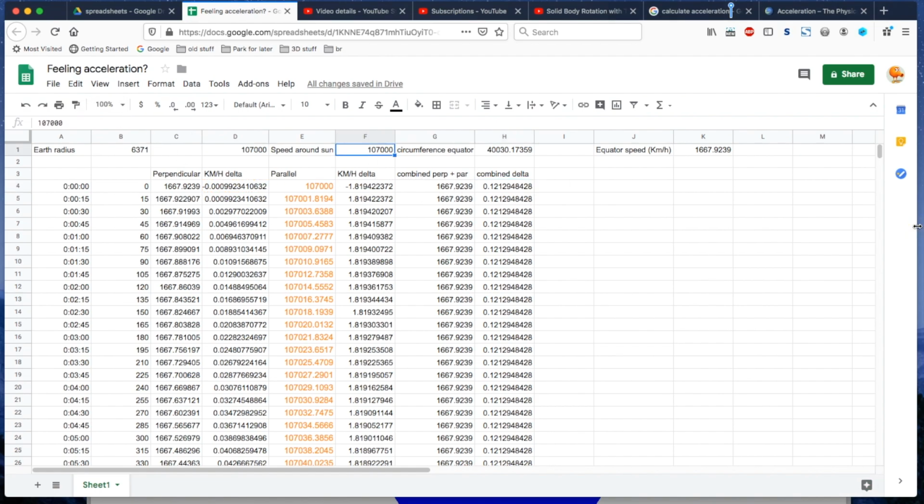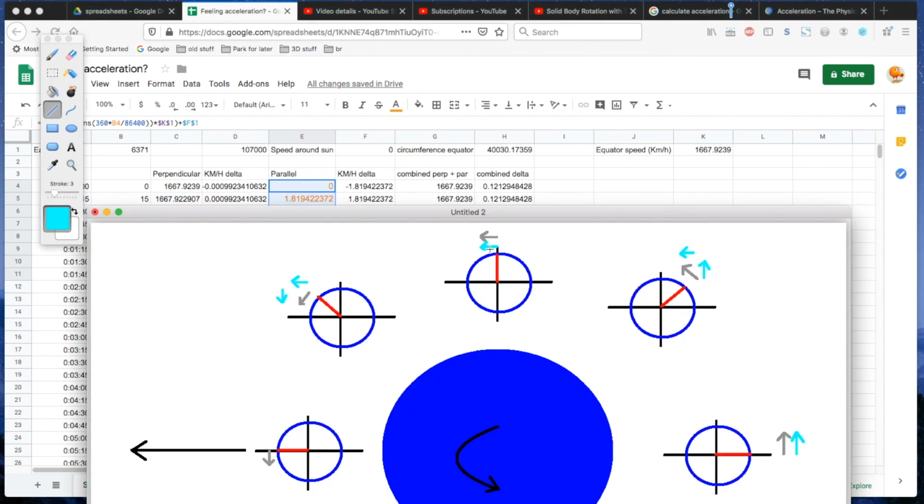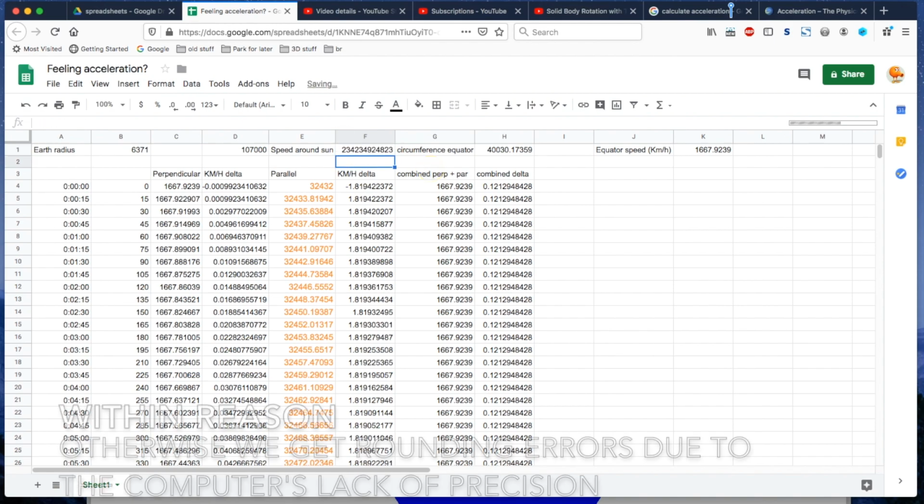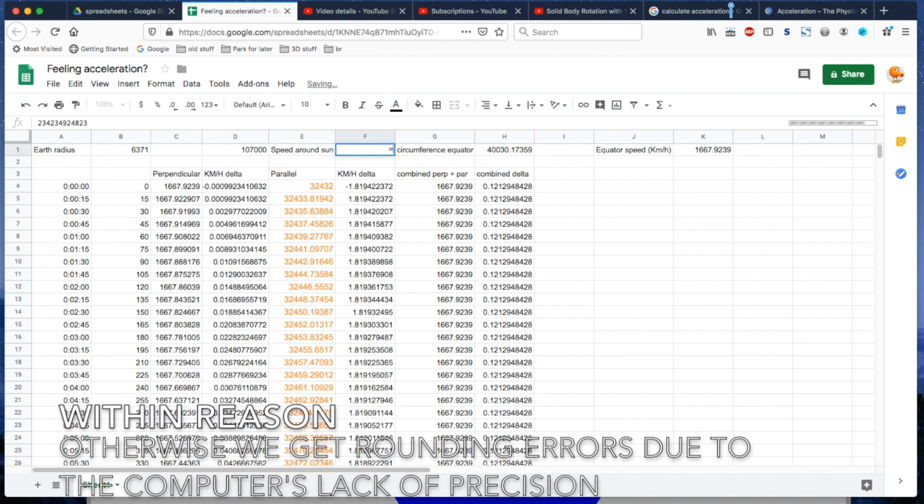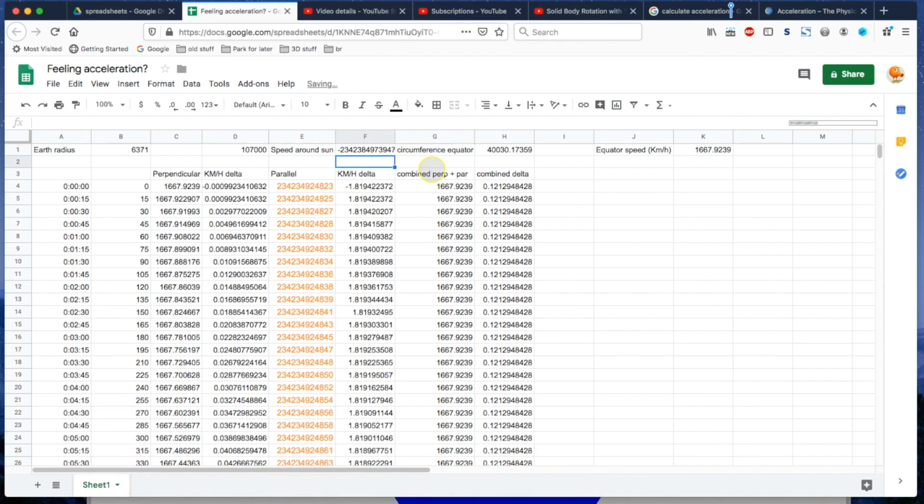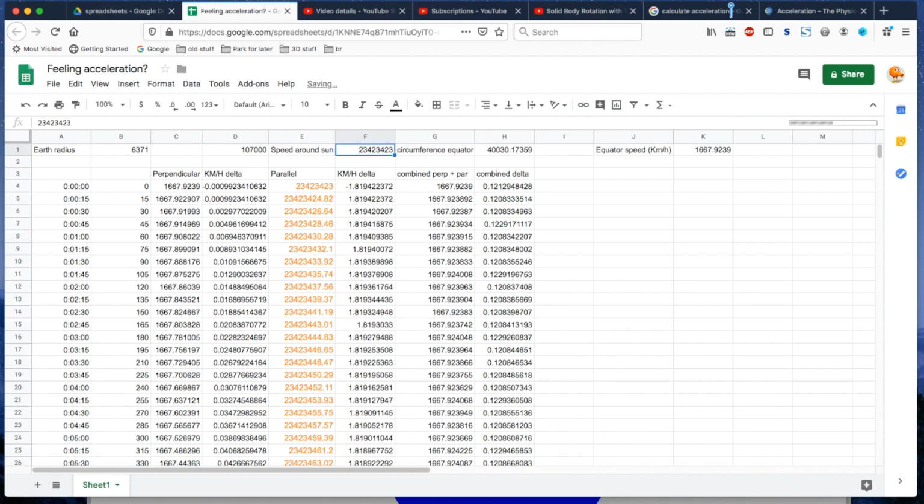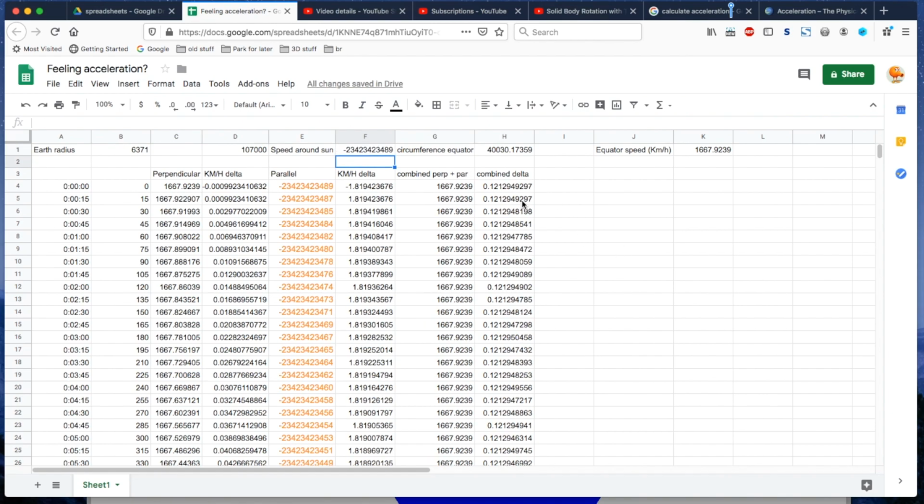Let's see what happens if we change the speed around the sun. The only column that changes is this speed here. Everything else remains the same. I can put whatever I want. I can go around the sun clockwise. I can go around the sun counterclockwise, and all of these values, except if I get these numbers too big, all of these numbers remain the same.